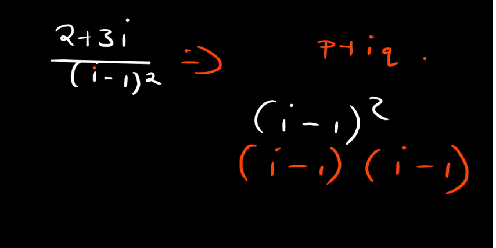So what happens if you multiply i with i? We basically understand it's i squared, right? Then i by the negative 1 is negative i. Negative 1 by the i is negative i. Negative 1 by negative 1 is 1. I hope I'm not too fast.